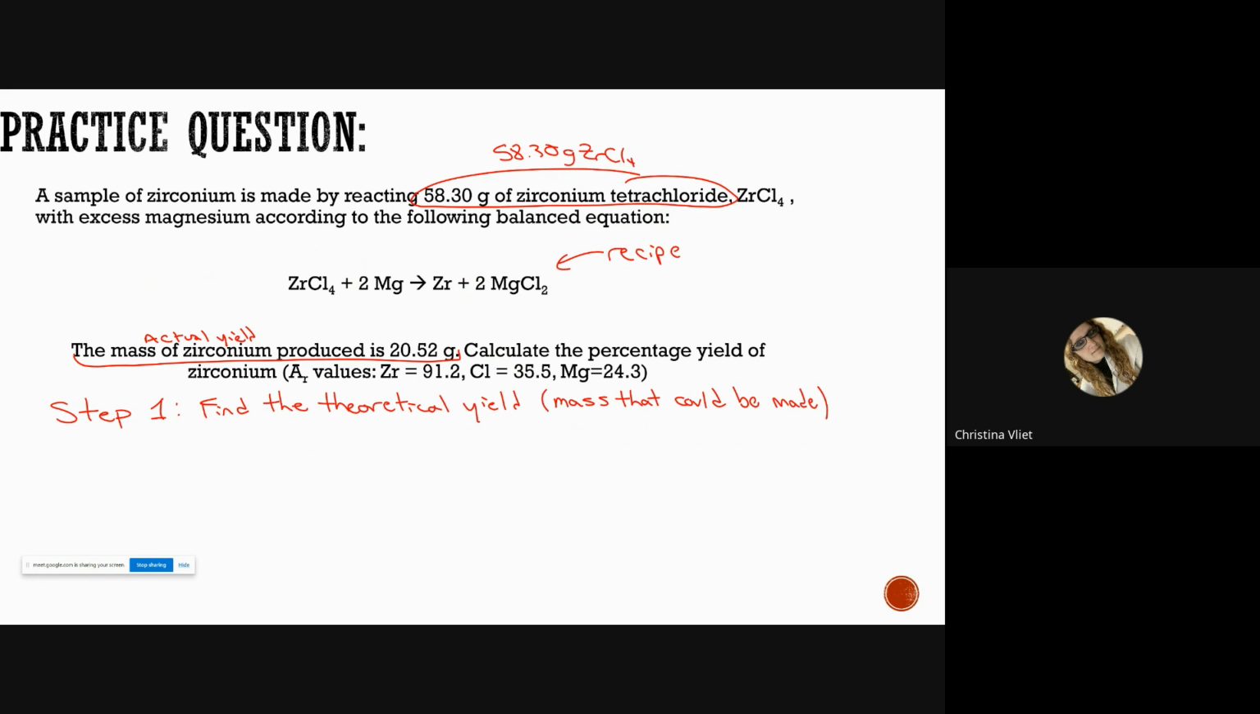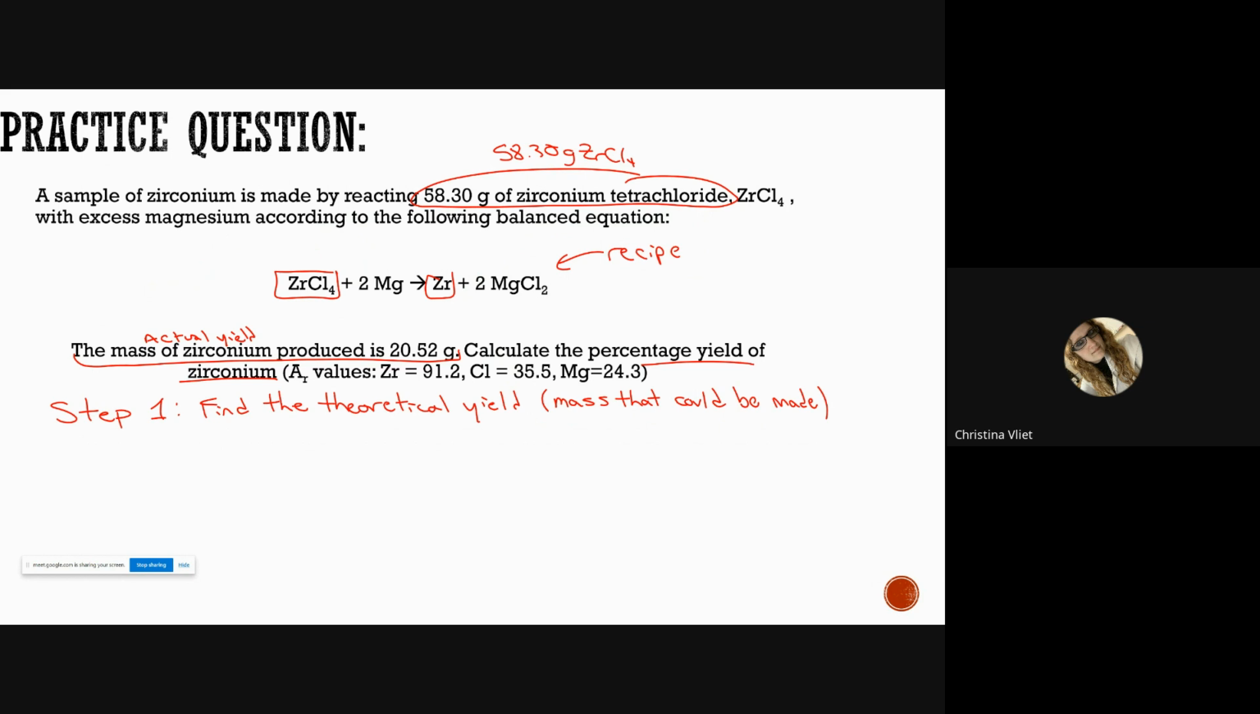So, what should I do now? I've got grams of ZrCl4. What do I want to know the theoretical yield of? Zirconium, because it says calculate the percent yield of zirconium, right? So I actually want zirconium, so that's why I'm putting a box around that. And I should have the information for ZrCl4. So I don't need the other pieces of information, I only need those two.